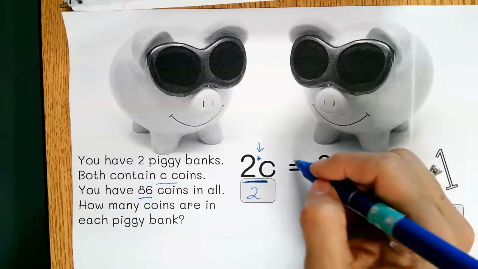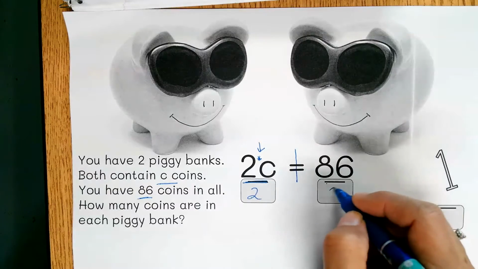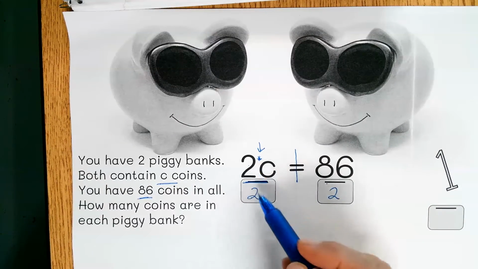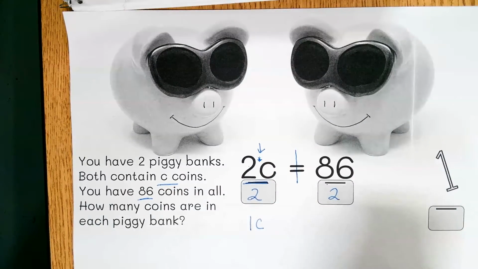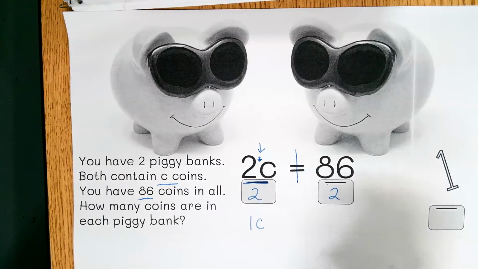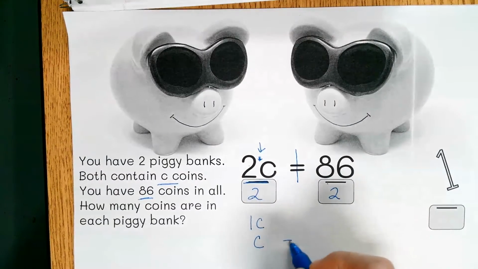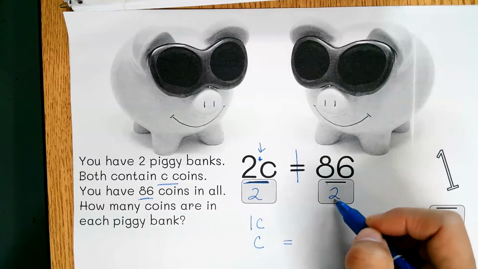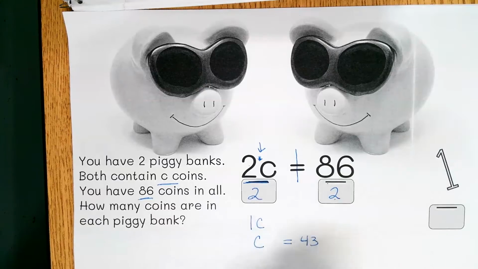And remember, what you do to one side of the equal sign, you do to the other. Now, 2 divided by 2 is 1. So you have 1C. And remember in middle school, in 6th grade math, we can just say C, because there's only one C there. That 1 does not have to be there. We're going to bring down our equal sign. And then 86 divided by 2, and you can use a calculator, that's fine, is 43. So C equals 43.